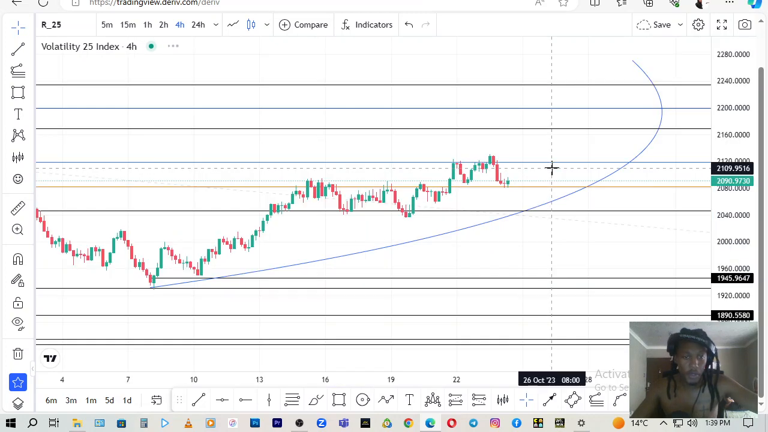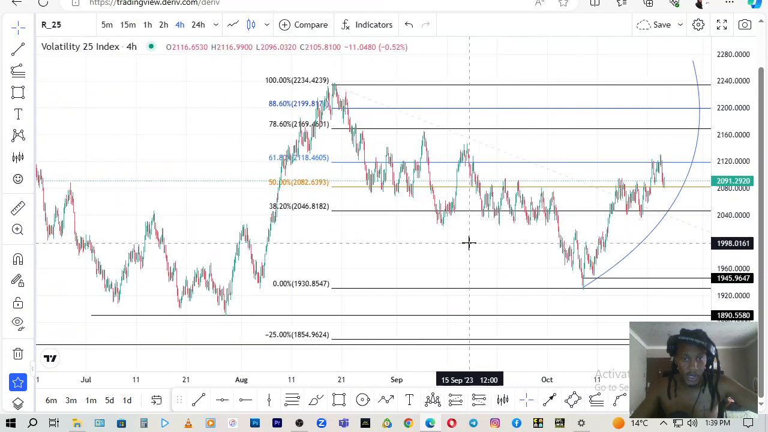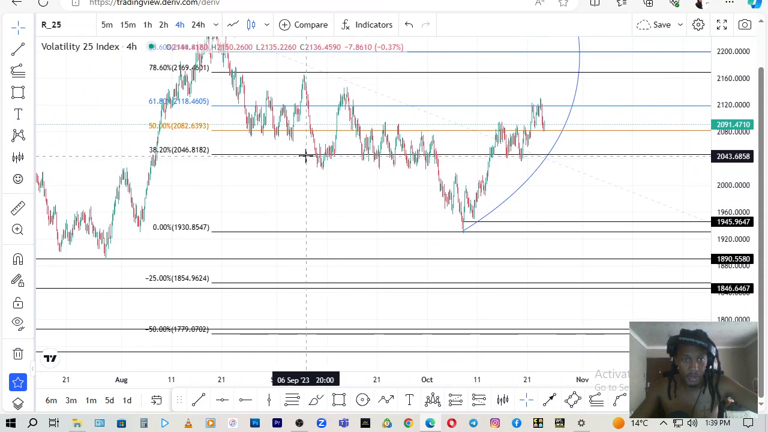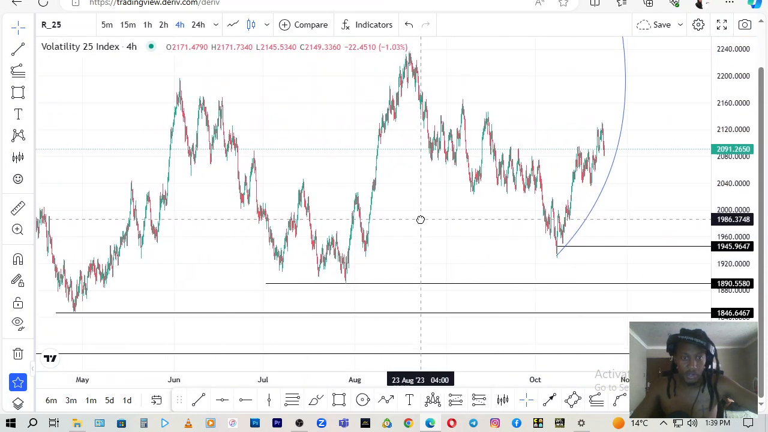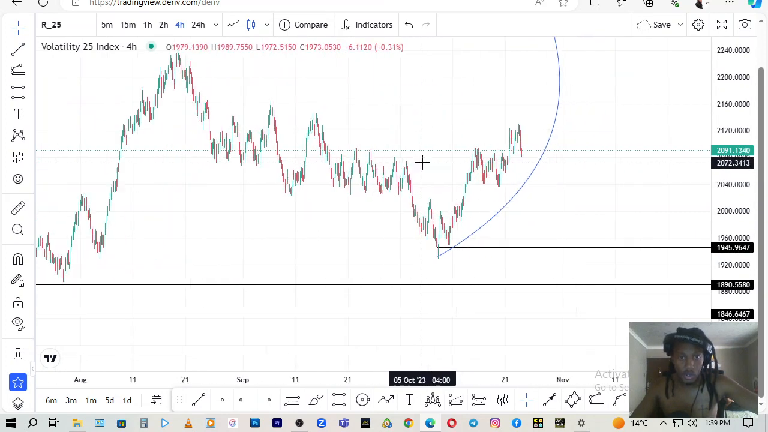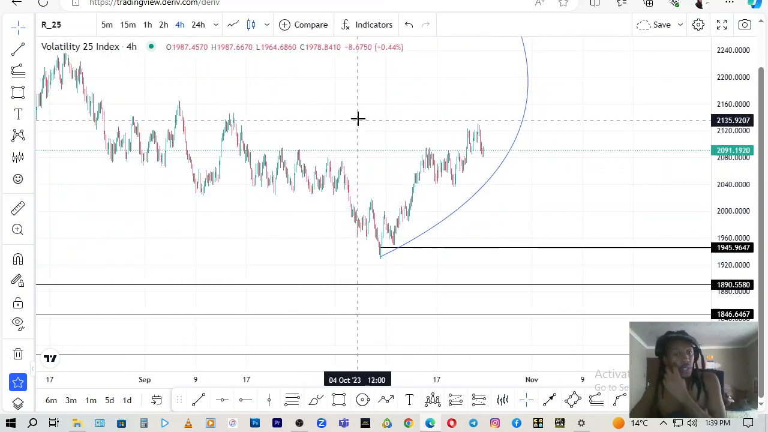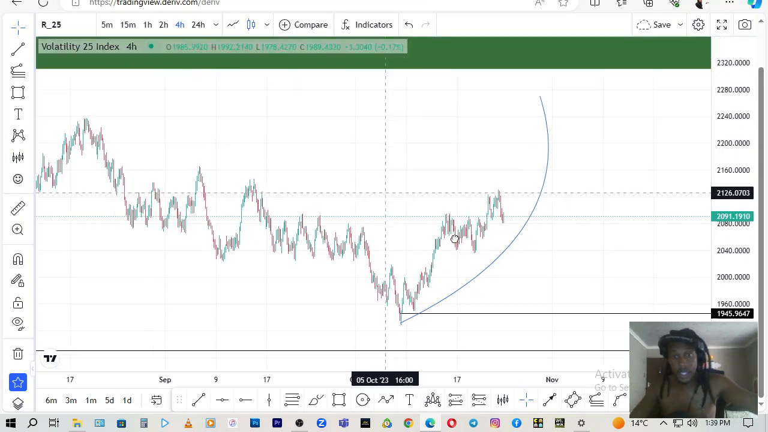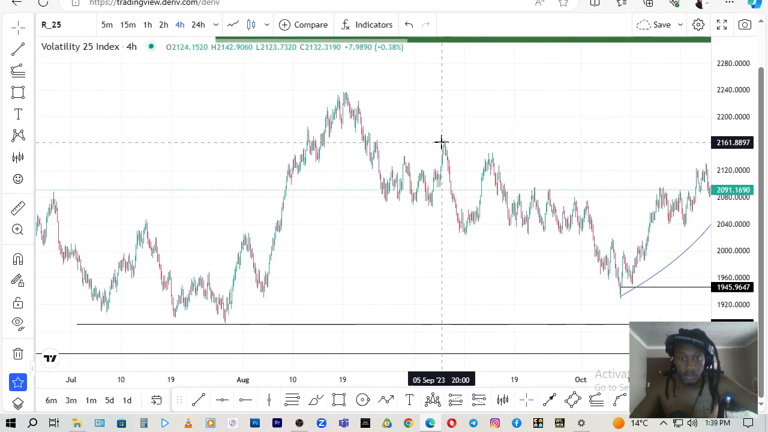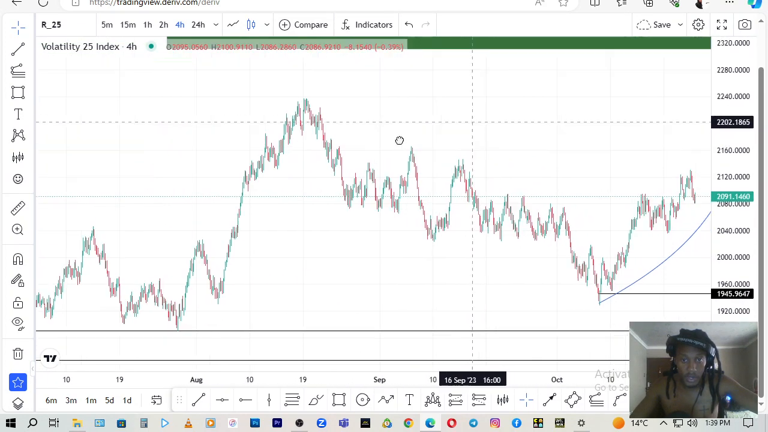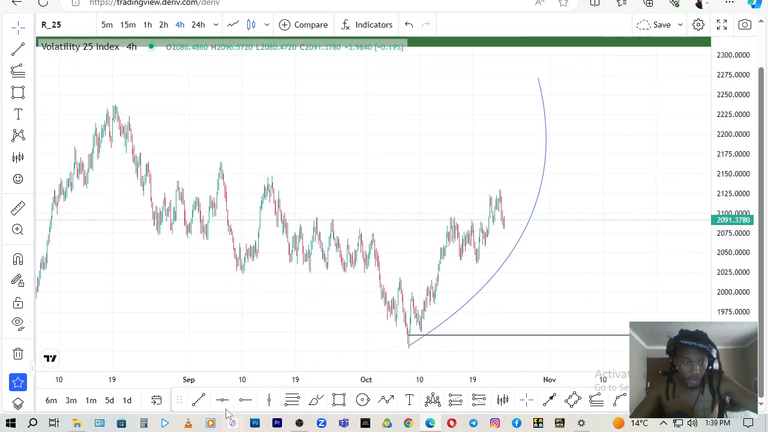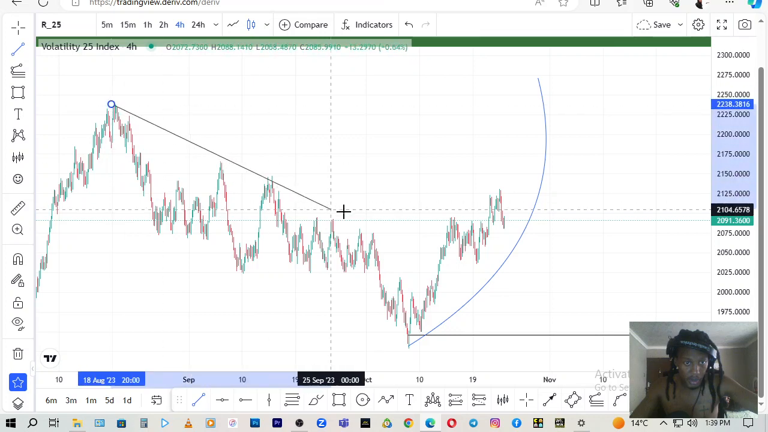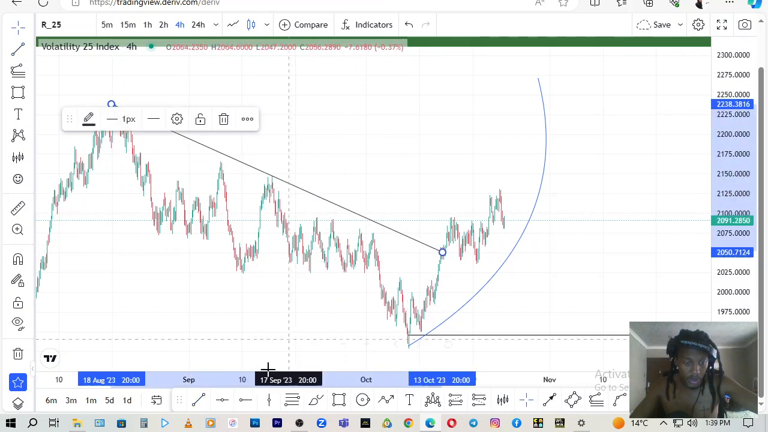So I'm going to my 4 hours. I want to see the behavior. Let me just delete this. I want the clean chart over here. So overall, I'm just going to do the same thing that I did on the daily, right? On the 4 hour, this is my correction over here. This is my correction.